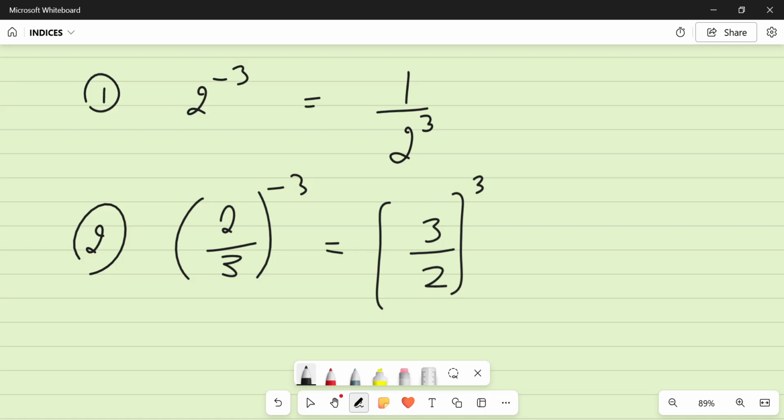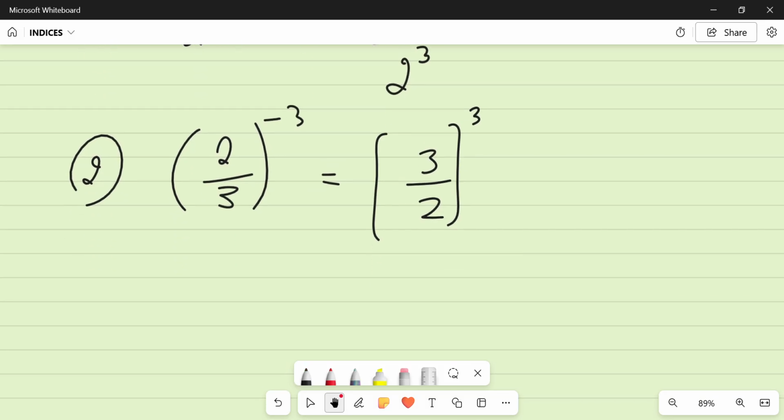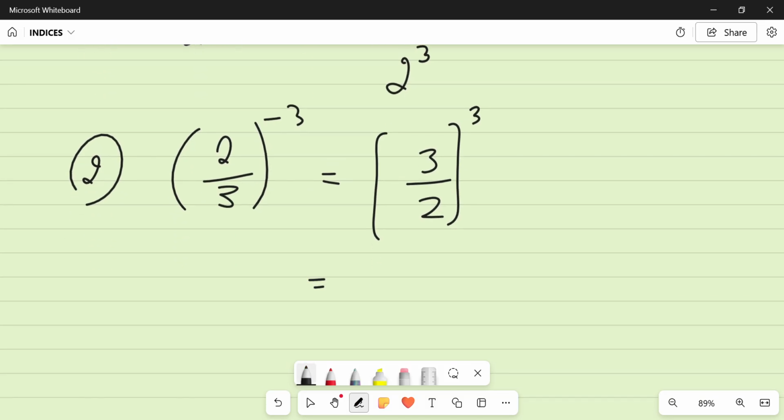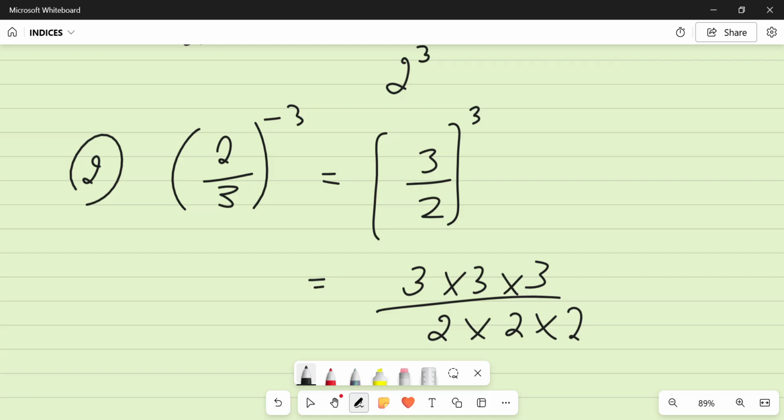So how are you going to solve it? This is actually the index notation form, okay? So how are you going to solve then? The final answer: 3 times and 2 times, right? So it gives you an answer 27 over 8.